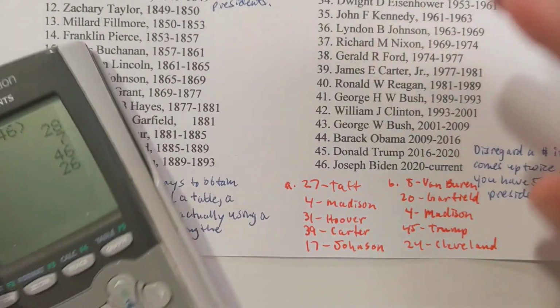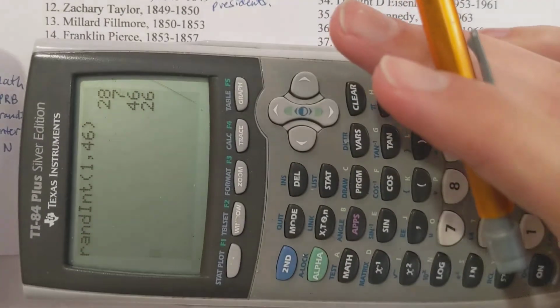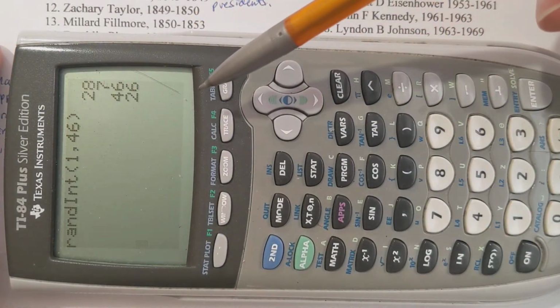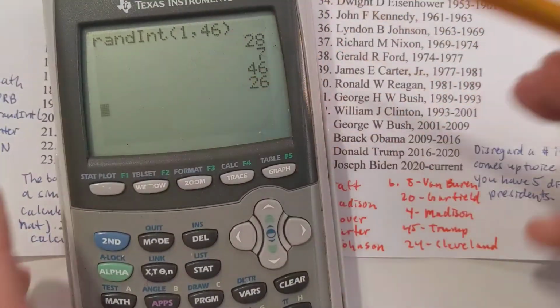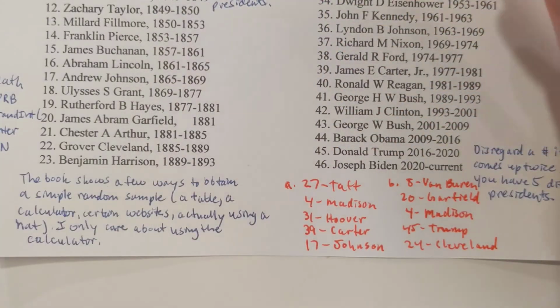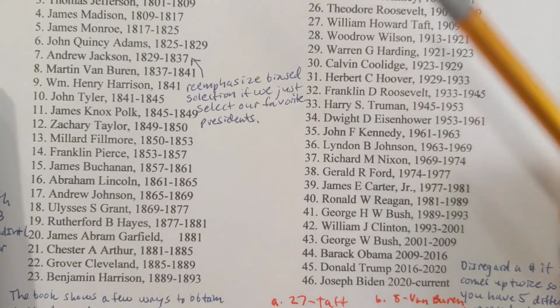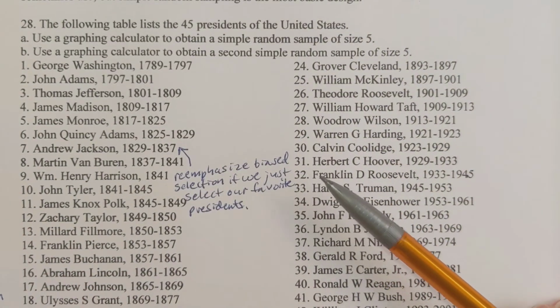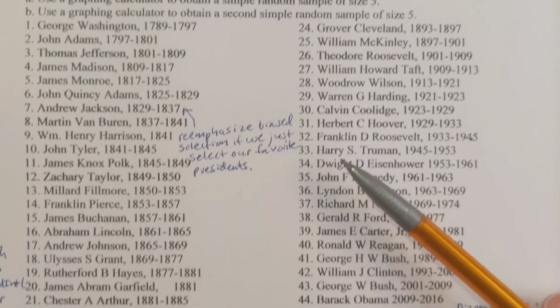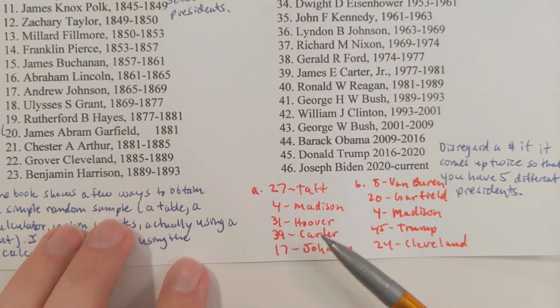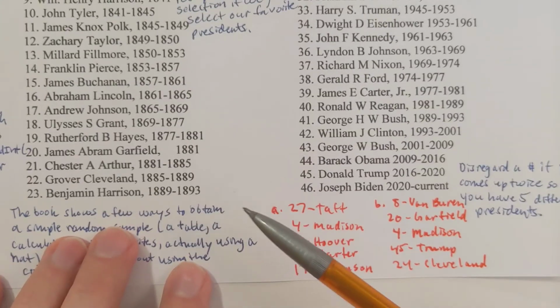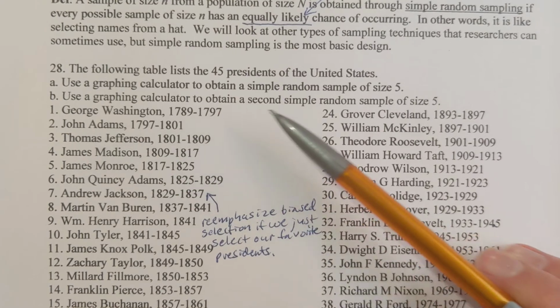By the way, one thing that we have to do is order the list, because otherwise, what do these numbers mean? What does 31 mean? If the list is not ordered, then step 1 would be to order the list. So 31 would be Hoover, 39 would be Carter, 17 would be Johnson, and that would be a group of 5 that came up.